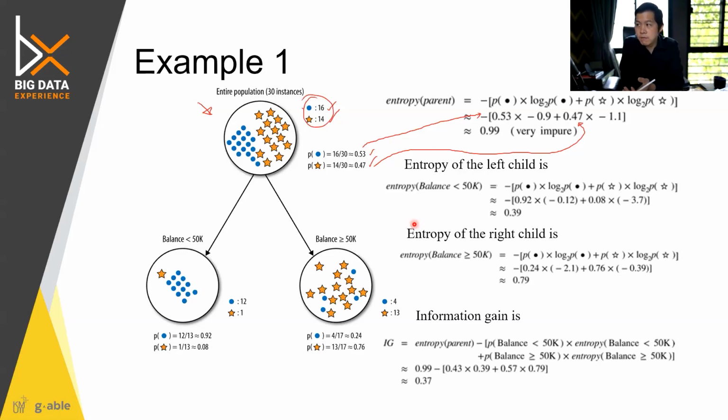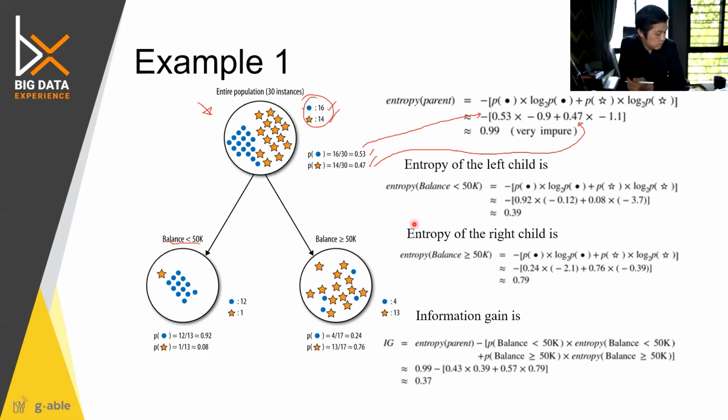When it's about half, the entropy will be highest. So we have a value of 0.99, very impure. Now, suppose we use this criterion, the criterion of balance: balance less than 50K or balance more than or equal to 50K. Use this criterion to divide the data into two groups.